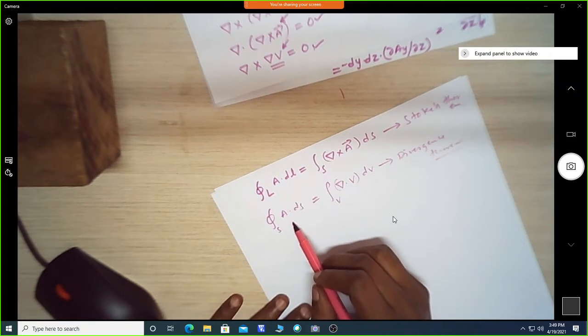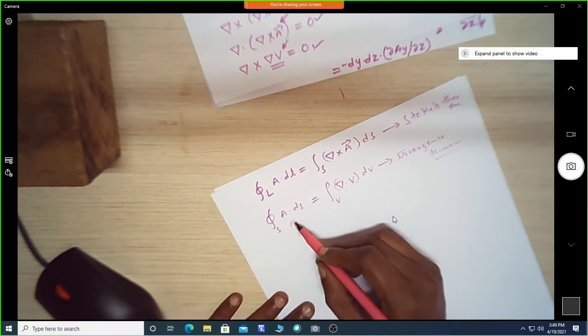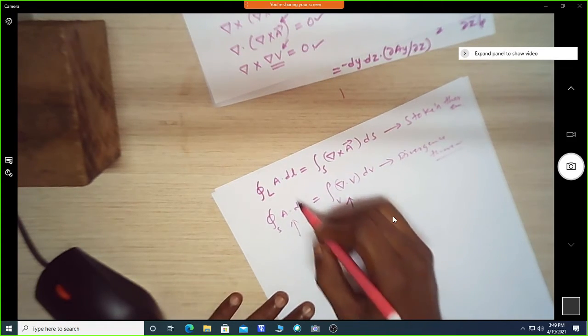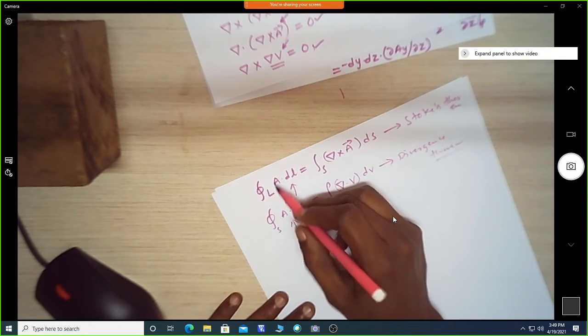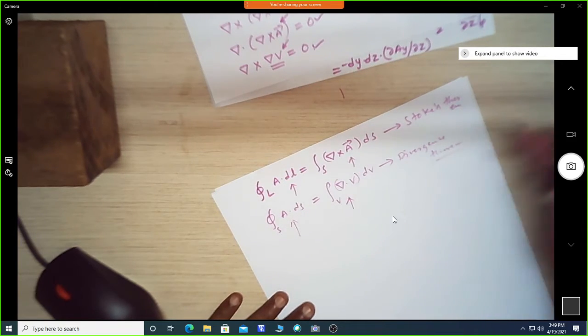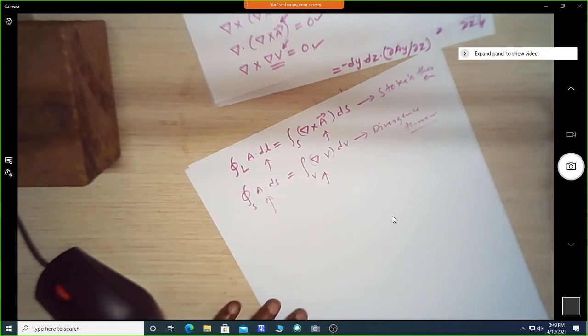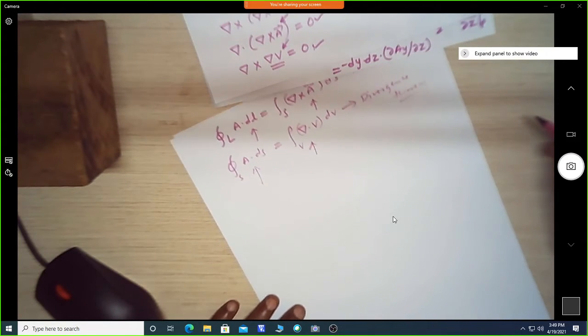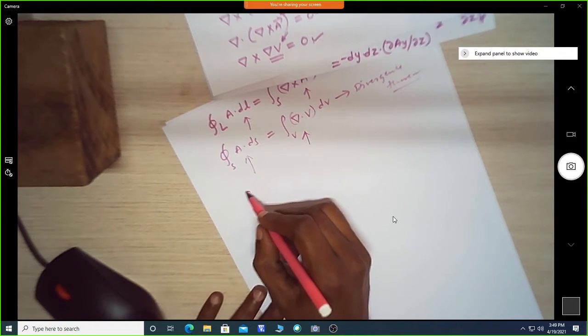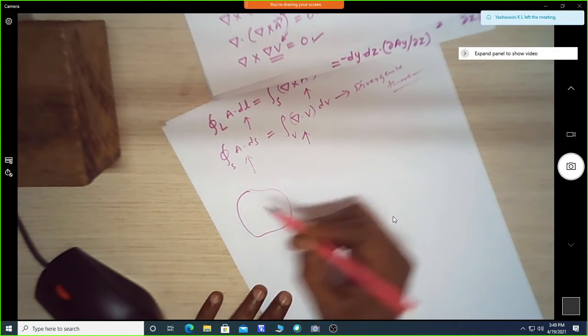Okay. So this relates a closed surface integral to a volume integral. Stokes theorem relates a closed line integral to a surface integral. So that is what Stokes theorem is. We can even prove it by taking a small surface.